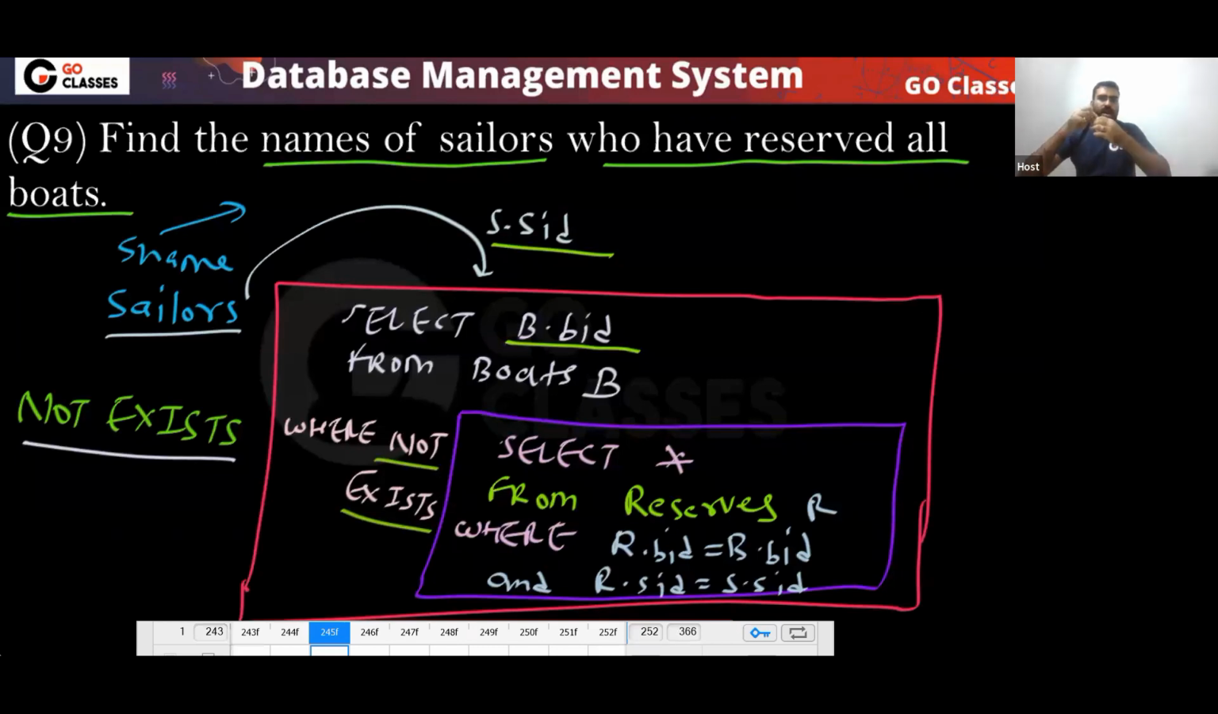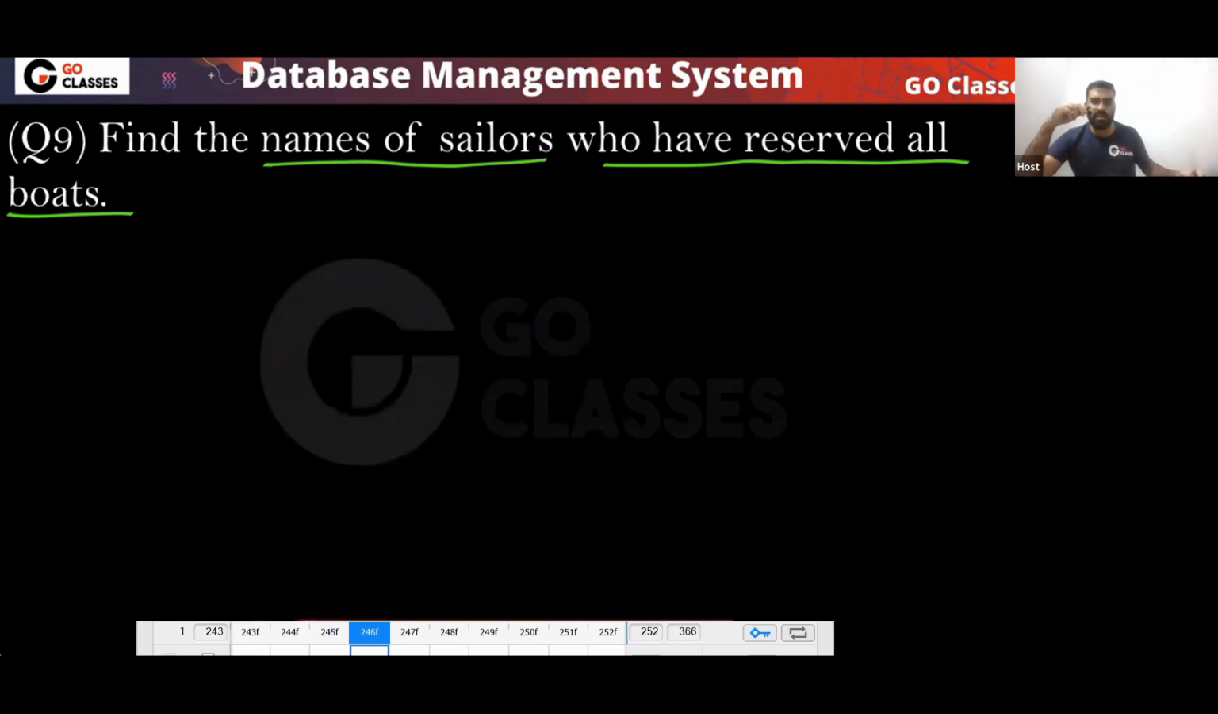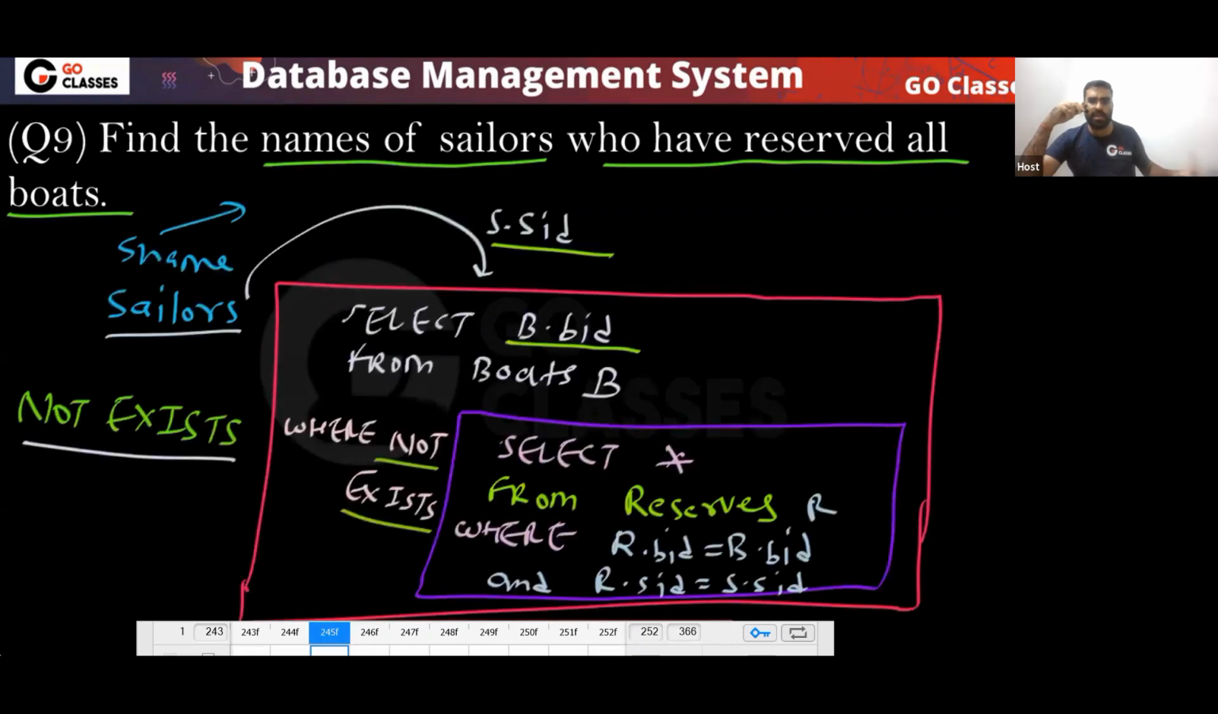Tell me, did you get it? How many of you got it? The division operation. Crystal clear? Only the idea you have to understand. Everything else will automatically happen.